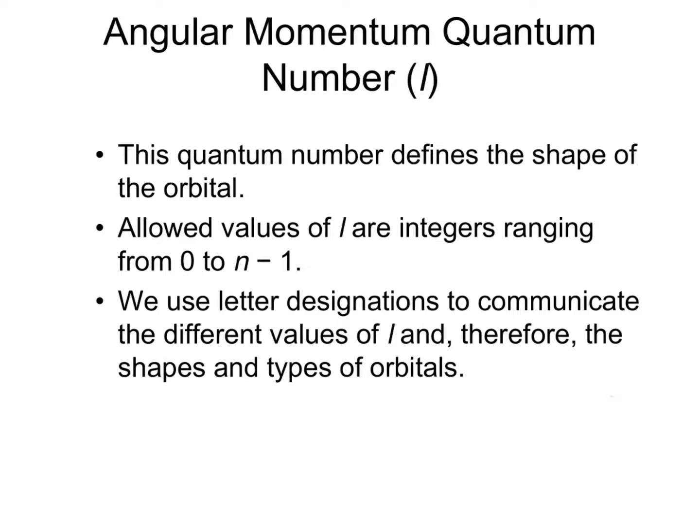So L, which is the angular momentum quantum number, tells us the shape of the orbital, whether or not it's an s, p, d, or f. Allowed values for L depend on the value for n. L can be from 0 to n minus 1. What I mean by that, suppose an atom has a value of n equals 4. It has 4 energy levels. L can be 0, 1, 2, or 3. If an atom has 2 energy levels, n equals 2, then L can only be 0 or 1.